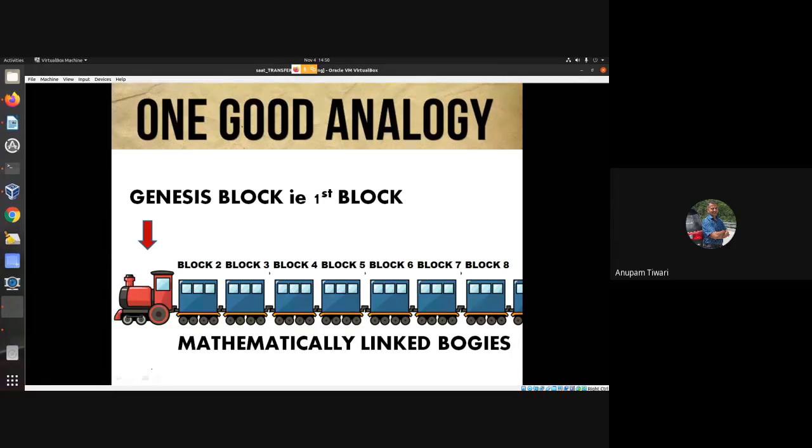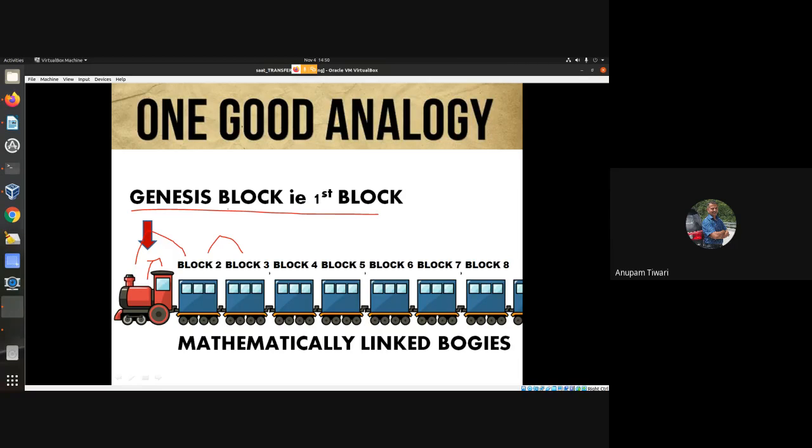What Genesis is: we have got these different blocks, and all these blocks are cryptographically linked to each other. There is no difference between the Genesis block and other blocks, except for the fact that the Genesis block is the first block in the blockchain, and thereafter all the blocks which have come up keep getting linked to each other cryptographically.